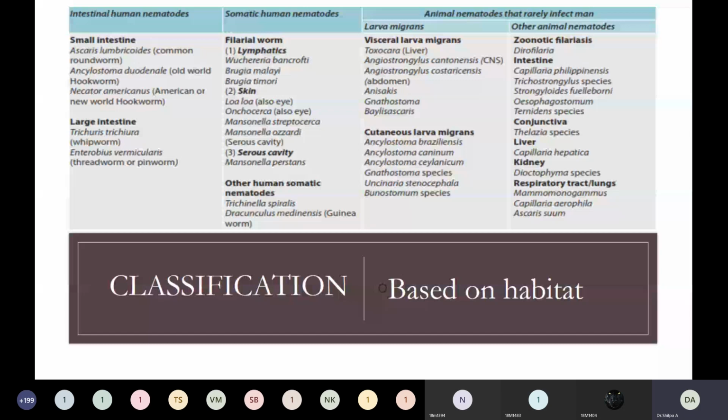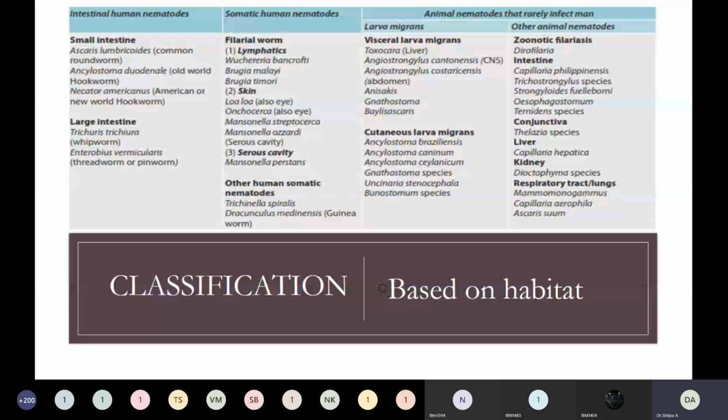Some of the other somatic nematodes include Trichinella spiralis. As I have already told you, the habitat here is skeletal muscle. And then Dracunculus medinensis, which is also called the guinea worm. And there are very rare animal nematodes which rarely infect man. Here man will act as an accidental host. Okay, so these things we will discuss again in larva migrans.